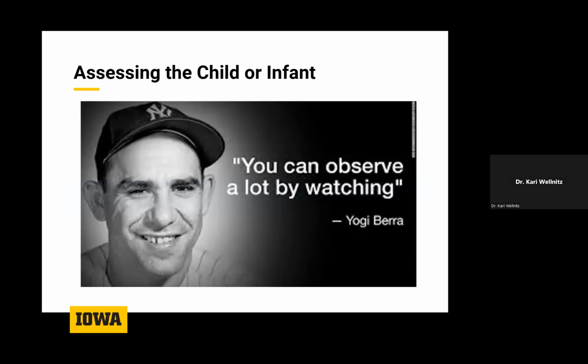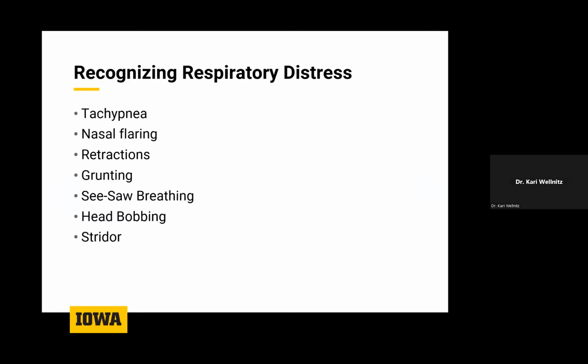As the great Yogi Berra said, you can observe a lot by watching. So we're going to go over some of the most commonly seen signs of respiratory distress in children, talk a little bit about their physiologic purpose, and then talk about how you integrate that all together in your assessment of a child in respiratory distress. First, we're going to be talking about tachypnea.